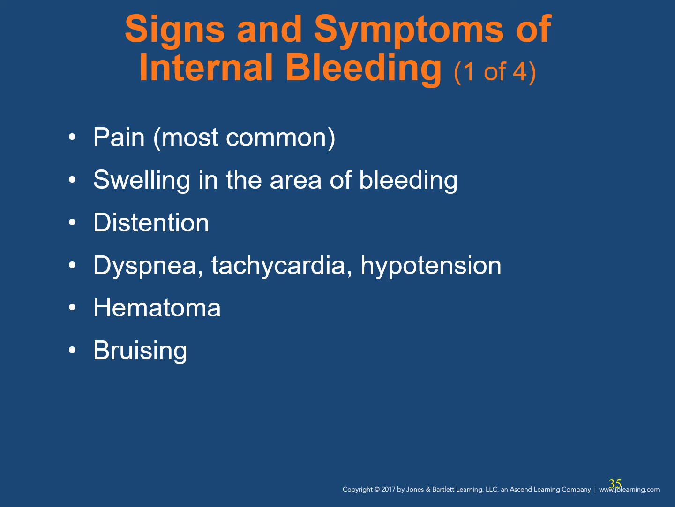Signs and symptoms of internal bleeding. Pain, most common. Swelling in the area of bleeding, distension. Bleeding into the chest cavity or lung may cause dyspnea, tachycardia, and hypotension, and hemoptysis, bright red blood that is coughed up. Hematoma, a mass of blood in the soft tissue beneath the skin. Bruising, a contusion, or ecchymosis may not be present initially.